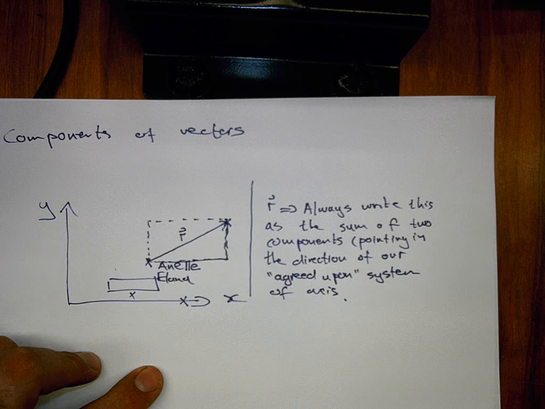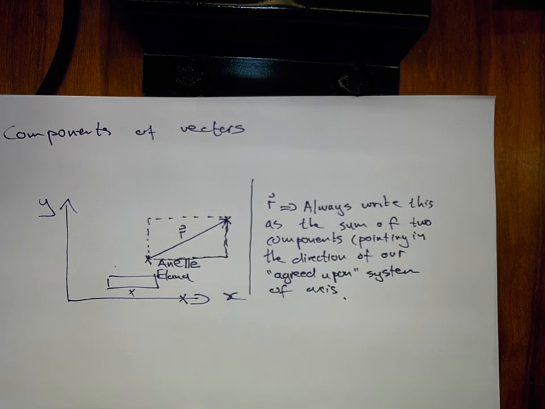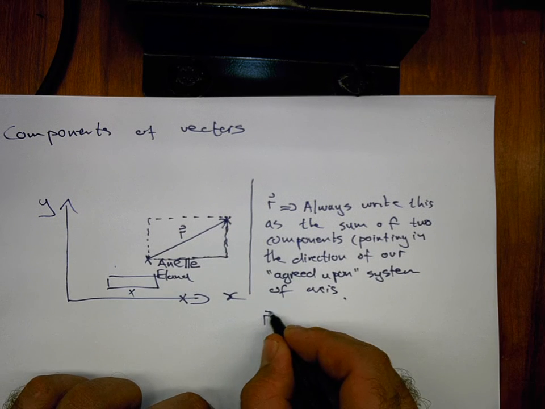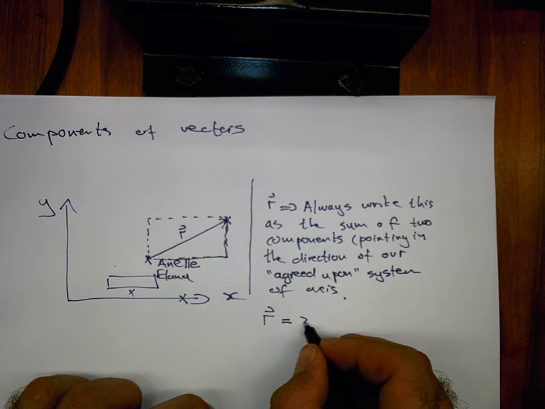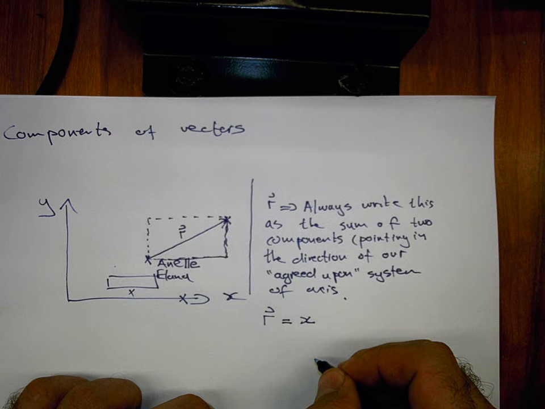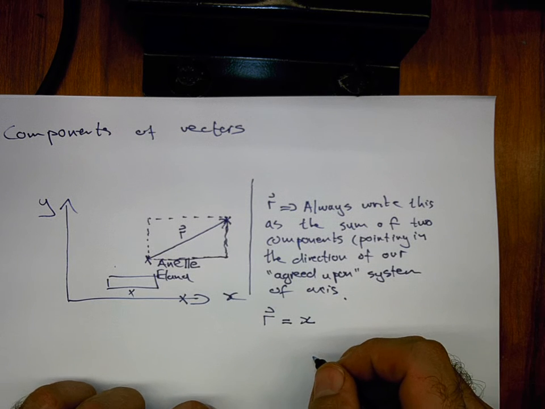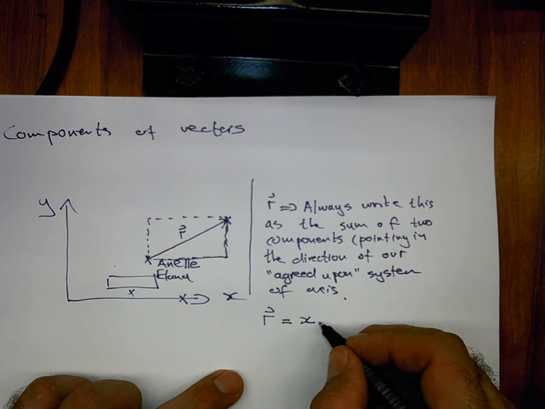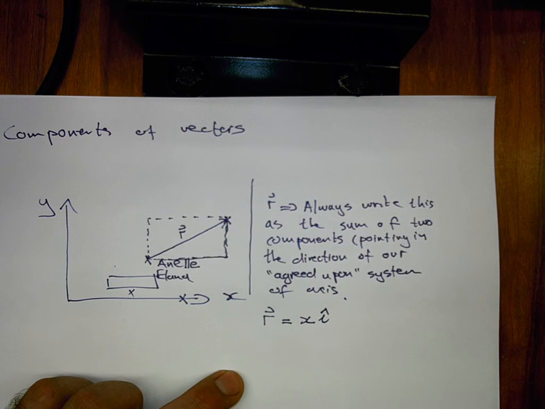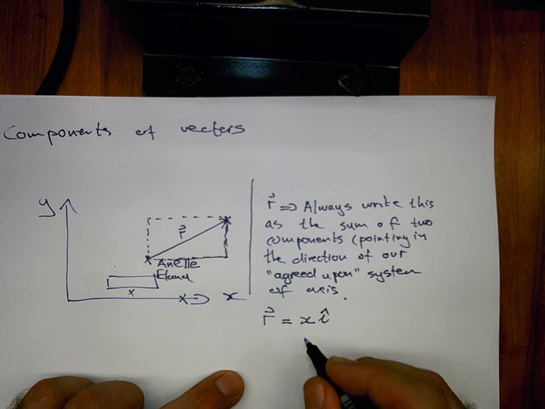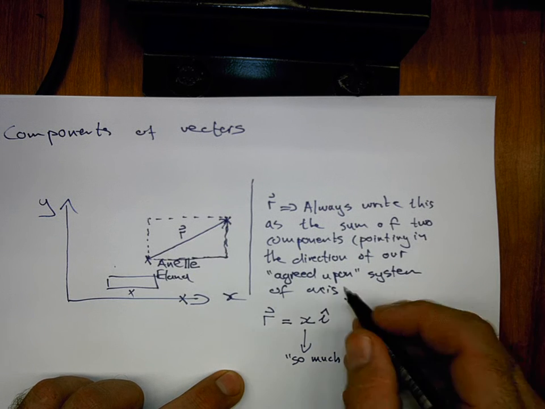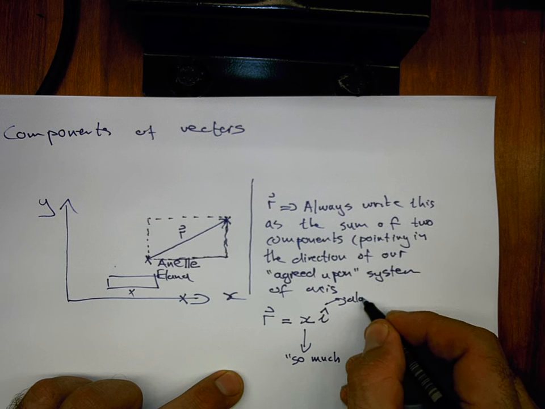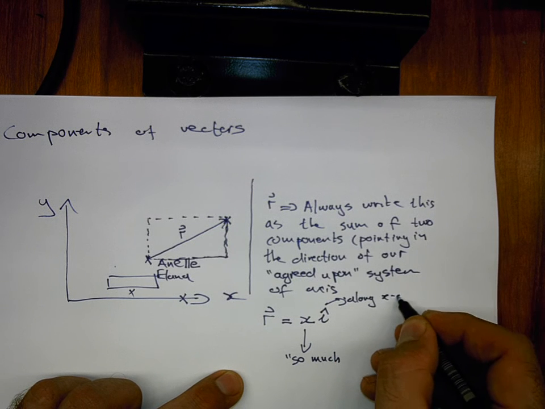And we're going to use mathematical notation for this. So the way to write this is to say the vector r is equal to a certain distance along the x-axis. Now, how will I indicate along the x-axis mathematically? I'm going to use a little i with a cap on it. So this just means so much, or a certain magnitude, along the x-axis.